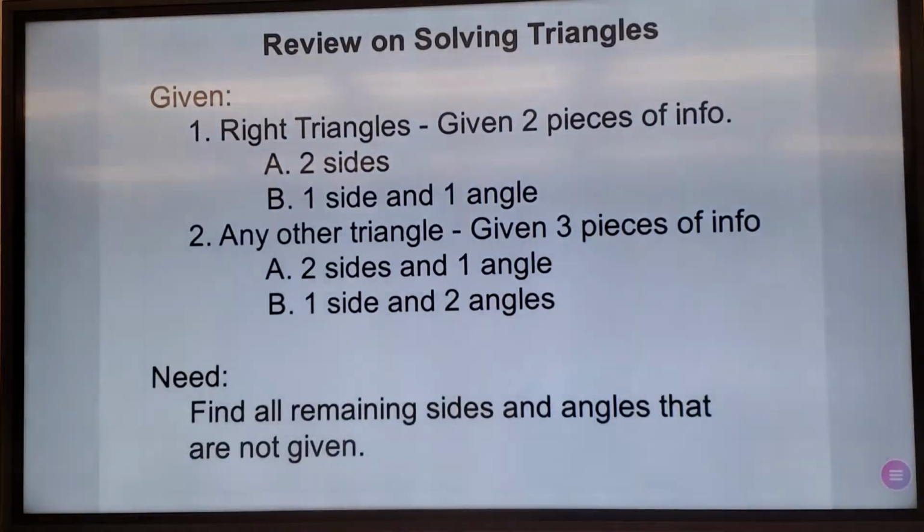For any other triangle, you're going to be given three pieces of information. You can be given two sides and one angle, or one side and two angles. Okay, and what we need to do is, just like with right triangles, we're going to solve for the remaining three pieces that we do not have.